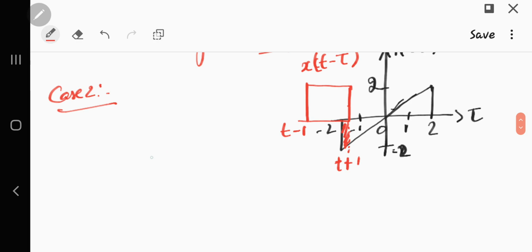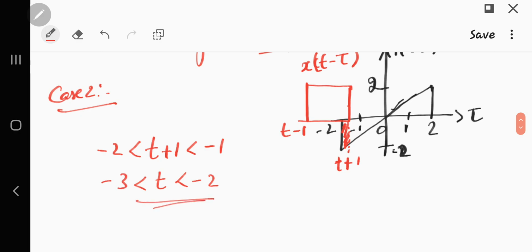So how do you define the case? t plus 1 is less than minus 1 and it is greater than minus 2. So simplify this, moving the 1 to this side, you will get minus 2 here, and on this side you will get this. If you simplify this, you will get the limit like this: t greater than minus 3 and less than minus 2. So this is for our final signal y of t to plot.